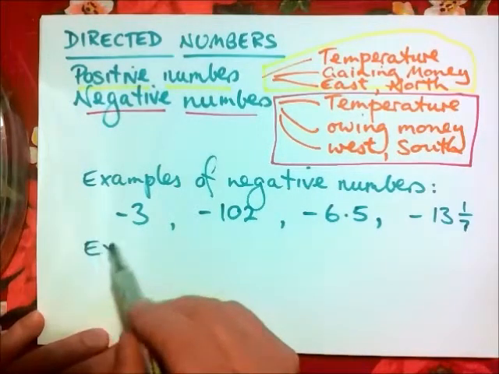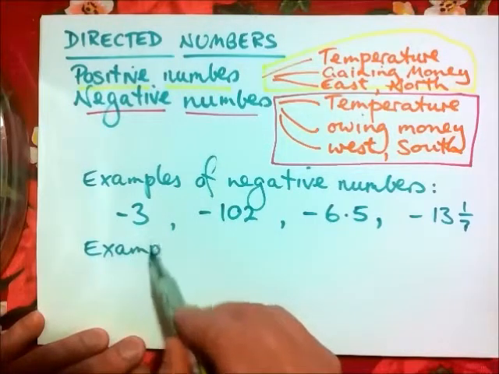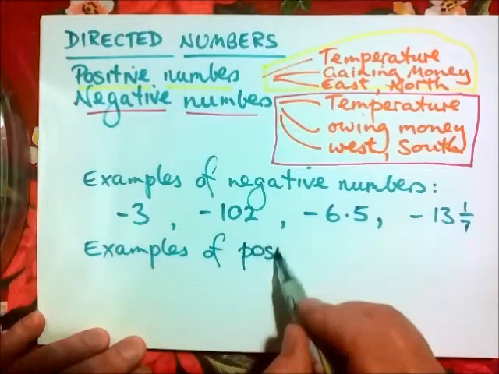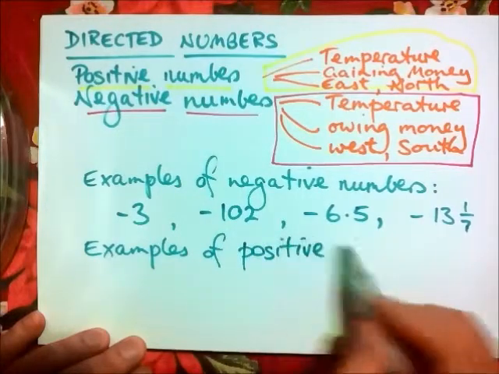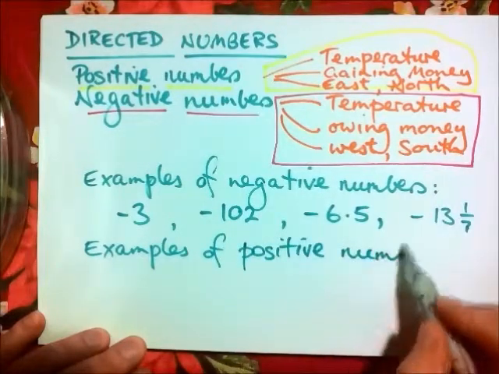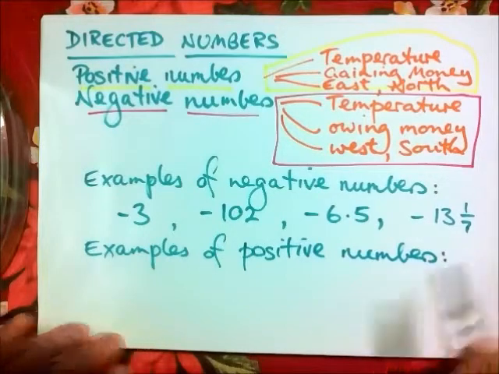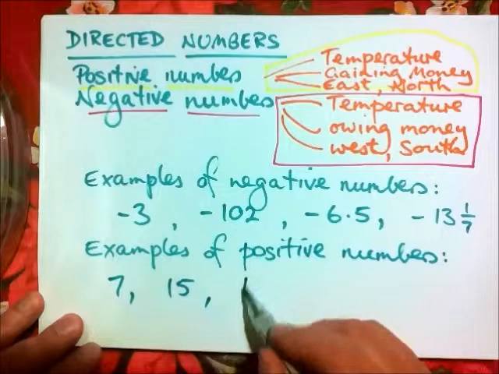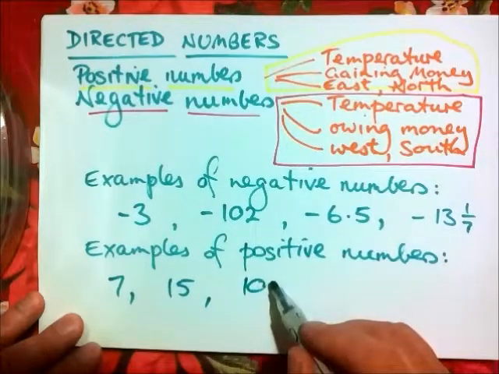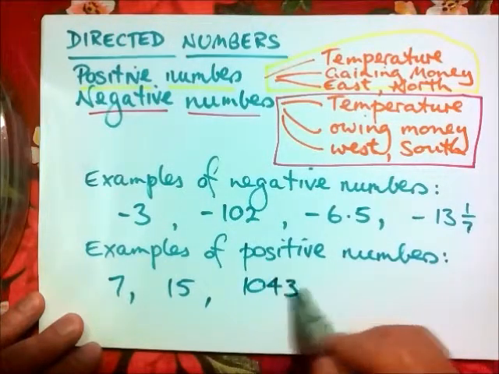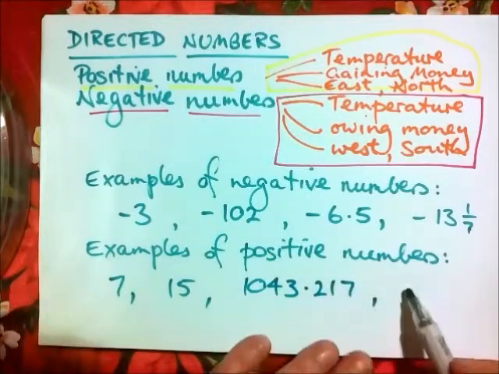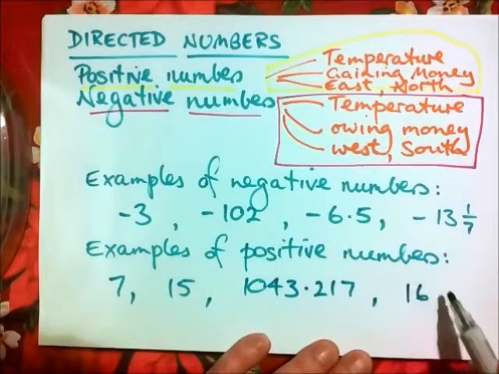Some examples of positive numbers, well, it's pretty obvious. They are all the numbers you've been used to ever since kindergarten. Some examples of positive numbers, plain old number 7. That is a positive number. 15 is a positive number. And likewise, if we introduce decimals, 1043.217 and fractions 16 3/4.